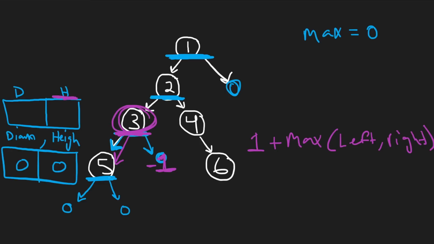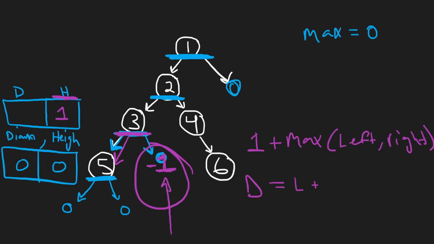So then what's the height from 3? Well, the max of left and right is going to be 0, right? So 1 plus 0 means 1, right? So we can put a 1 here for the height of the 3. Well, what's the diameter of the tree? We can find the diameter by taking the height of the left tree, so left, plus the height of the right tree, which in this case is -1, right?